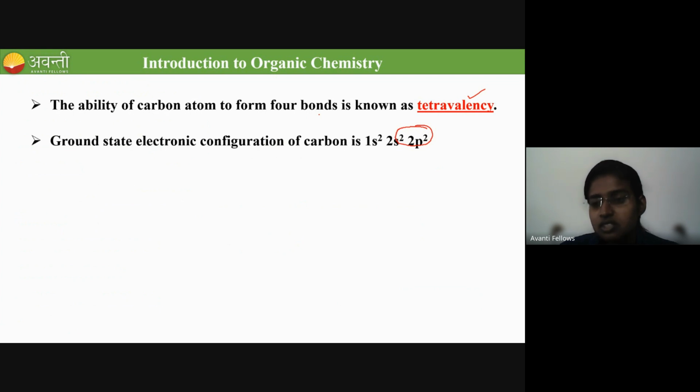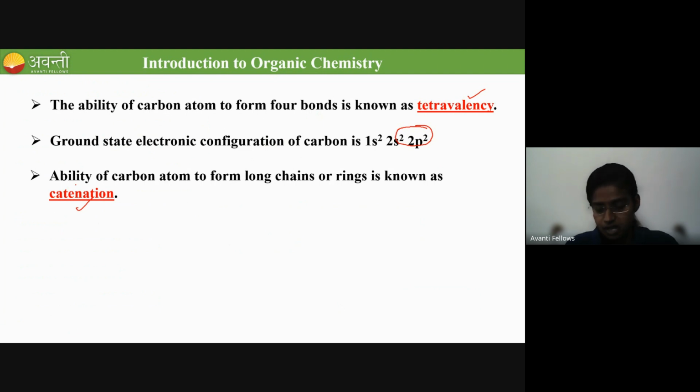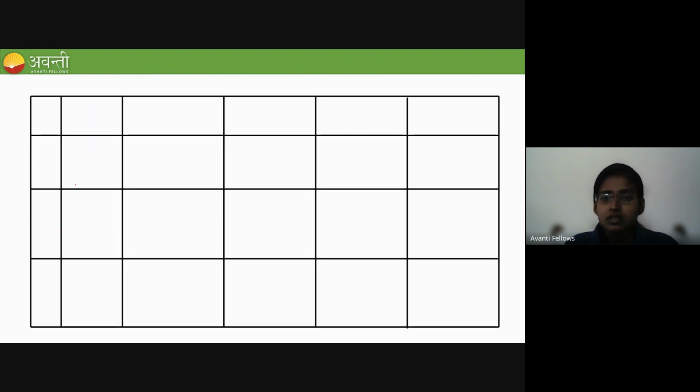Very good, students. It is because of catenation. Very good. So what is catenation? The ability of the carbon atom to form long chains or rings is known as catenation. So this is the second reason. Because of these 2 reasons only, the separate branch of chemistry called organic chemistry has arisen, because of carbon. So coming to the next point, you might have seen this tabular column, right?